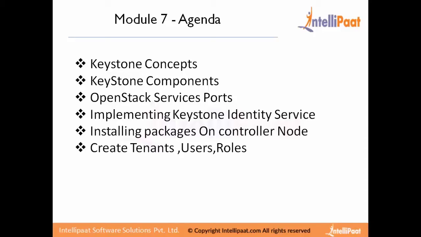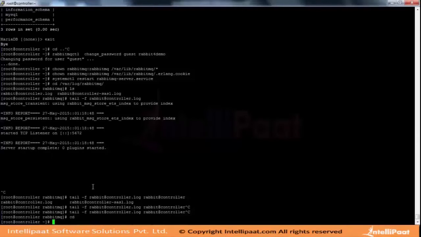There's another thing called an endpoint. It basically defines the network location of a service. Network location means, I think once I cover this demo, you will understand what that is. So let me start with the installation first.